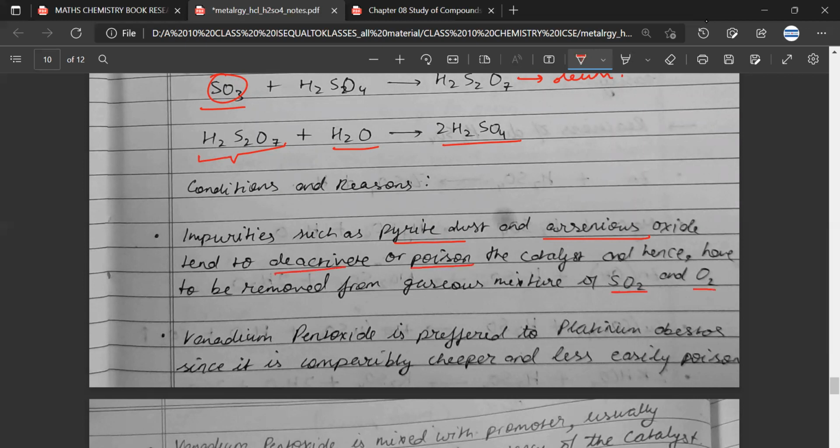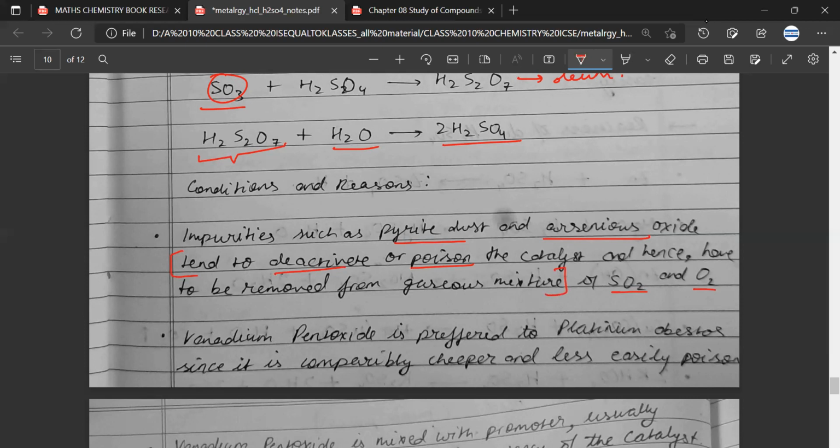These are keywords that have to be used in the exam paper, and they may ask why impurities such as pyrite dust and arsenious oxide have to be removed from the gaseous mixture. So this is the answer: they tend to deactivate or poison the catalyst and hence have to be removed from the gaseous mixture.